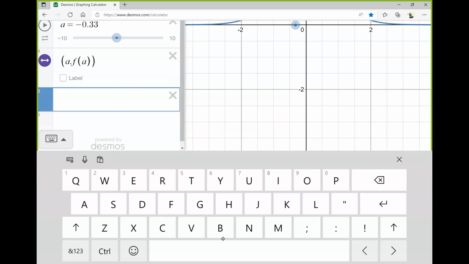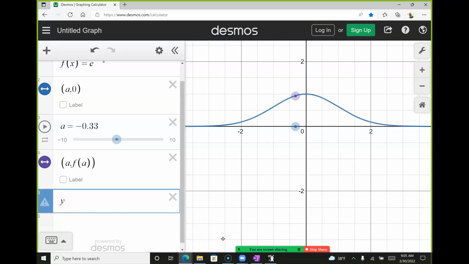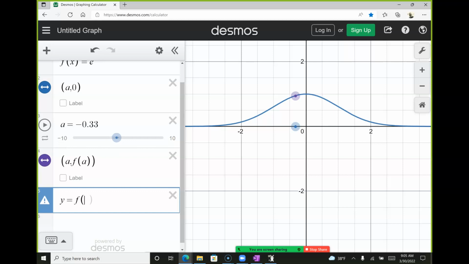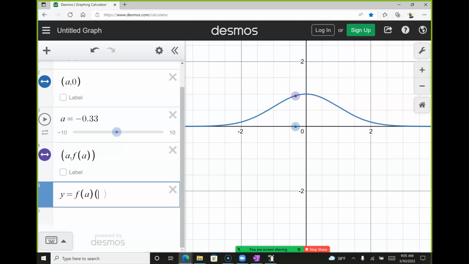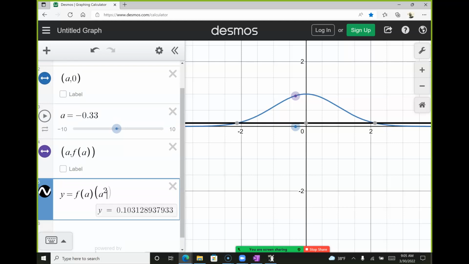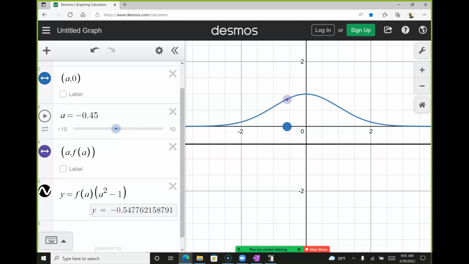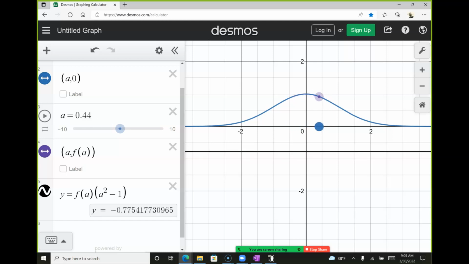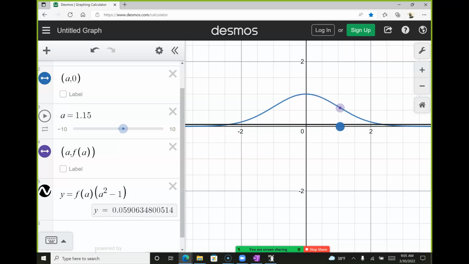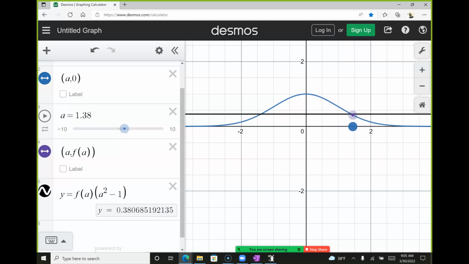So I can even do that, right? Y equals f of a times a squared minus 1. And so you can see there on my Desmos screen, I'm getting a negative value there for my second derivative, right? Yes. Yeah, and then if I go past 1, now I'm getting a positive value. So anywhere I check, right? So the solid blue dot is the x value I'm checking. The faded purple point is the value on the function. And the black horizontal line is giving me the height of the second derivative.